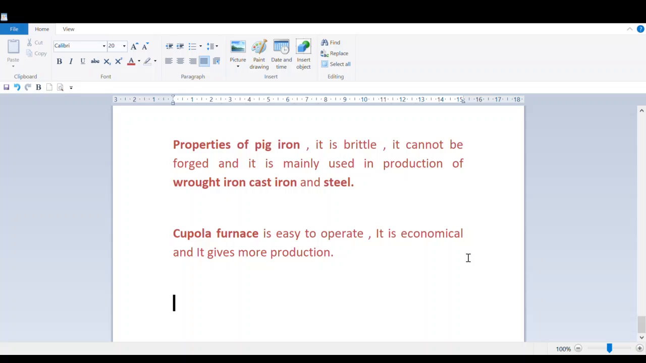Cupola furnace. Why are people using the cupola furnace? It is easy to operate, it is economical and gives more production.